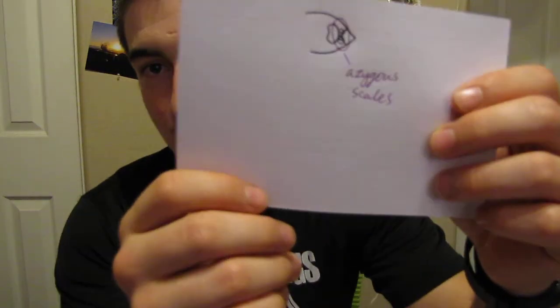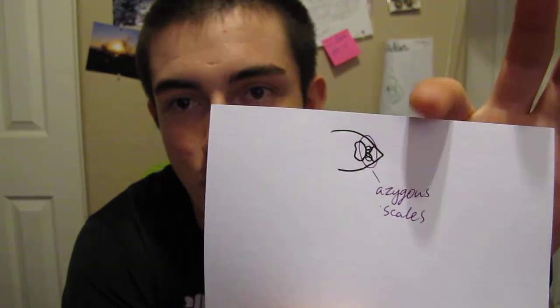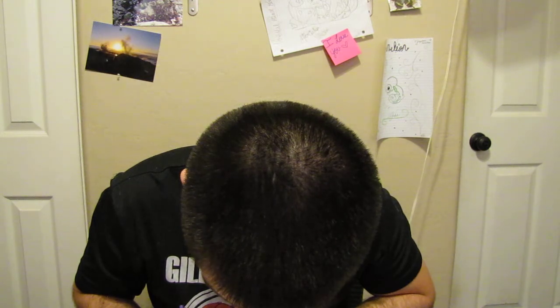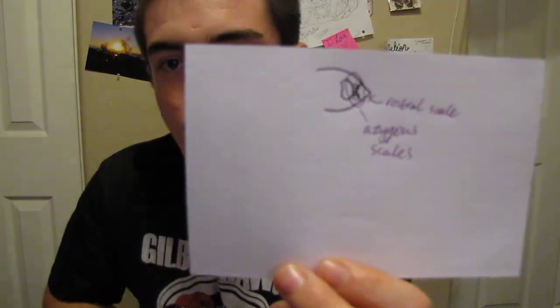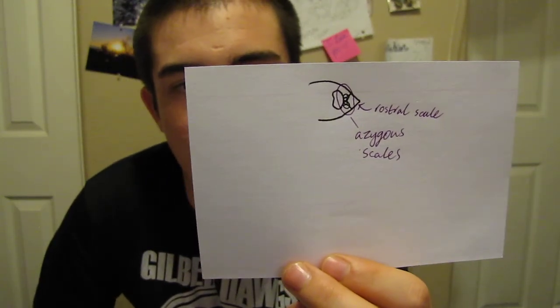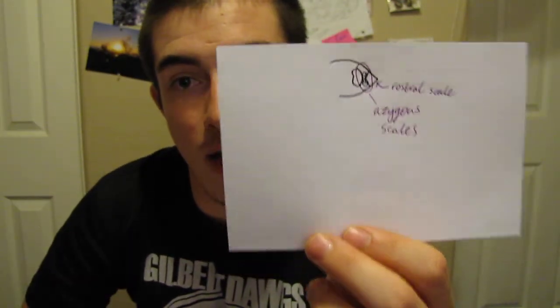And where is it? I actually drew this out. There are these things called azygos scales, which I drew poorly, but I knew it would be hard for me to point out in a picture. Hognoses have their rostral scale, which is what gives them their classic hognose. In between their rostral scale and the scale on the top of their skull, which is in between their eyes, there are these small scales called azygos scales.